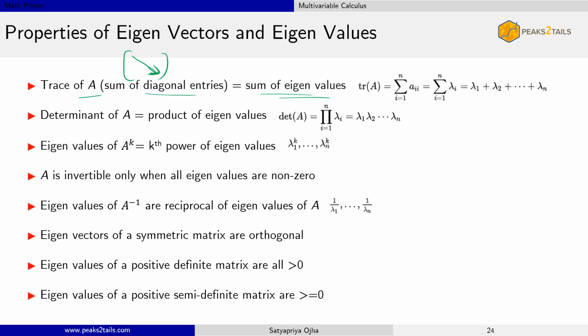That means if I give you a 100 by 100 matrix, I give you the full matrix, and I give you 99 eigenvalues, and I ask you, what is the final eigenvalue? You can calculate it. Get the sum and take the difference.